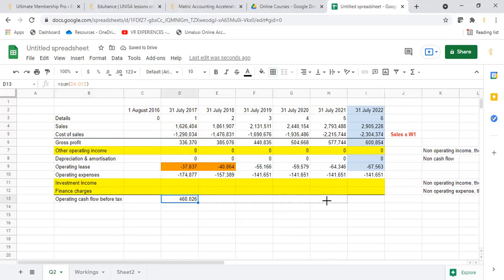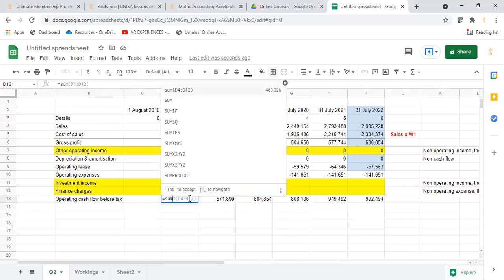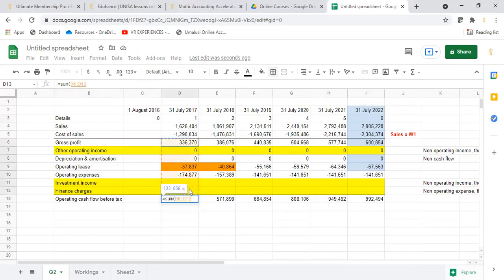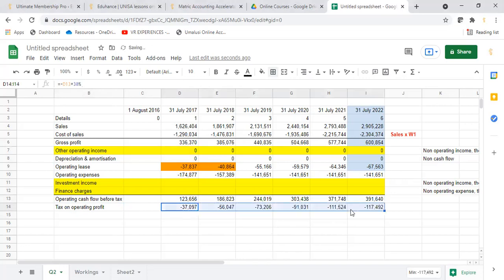I made a mistake over here. Now we're going to have tax on operating profit. Remember, it's 30%. So it's simply going to be negative that number multiplied by 30%.